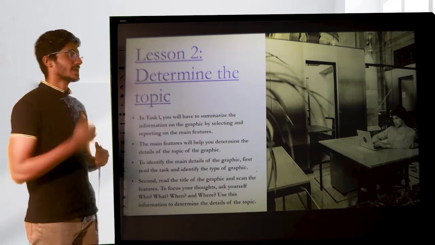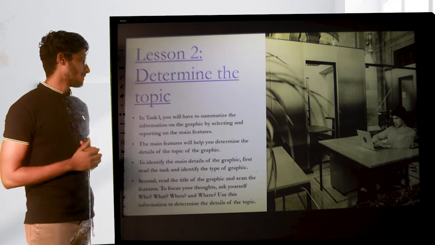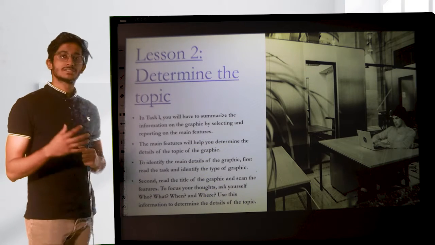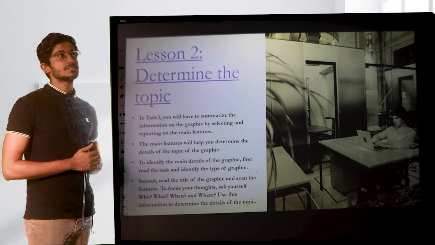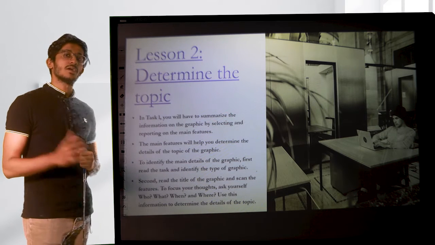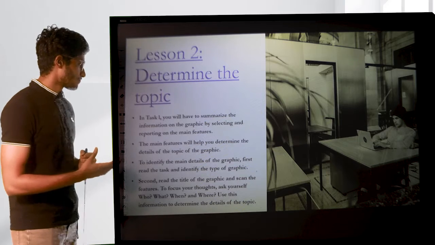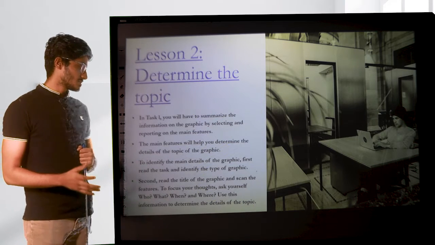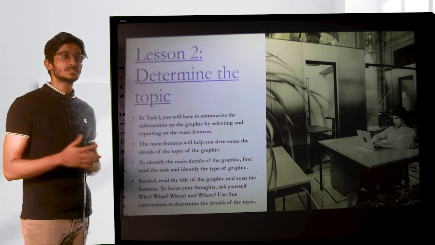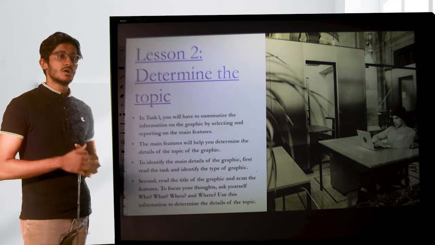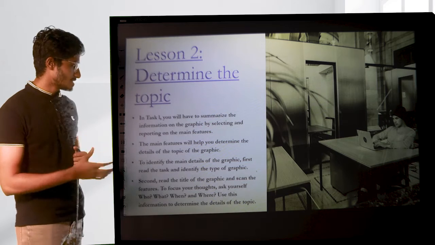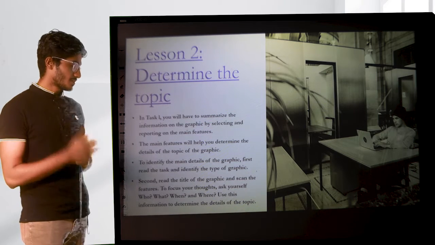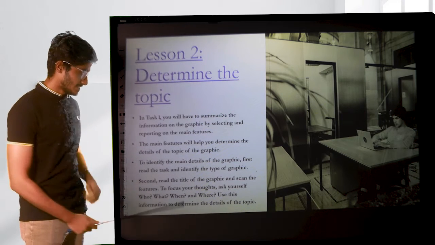So then the next step is to determine the topic. You will be asked to summarize the information in the graph in your own words with detailed information, and you have to make comparisons where necessary. So identifying the main features of the graph will help you to make those details and make those comparisons.